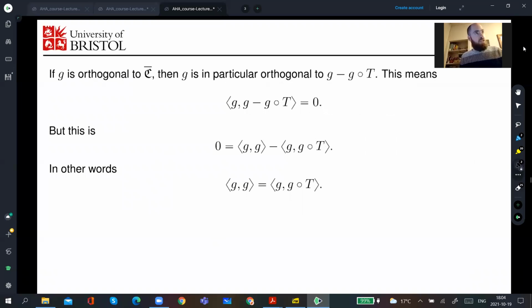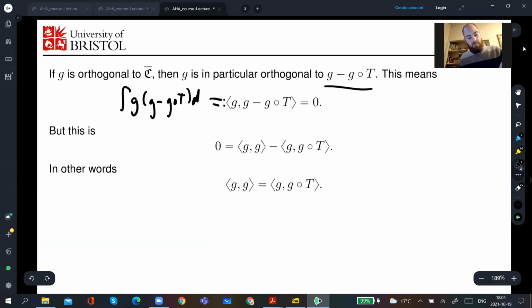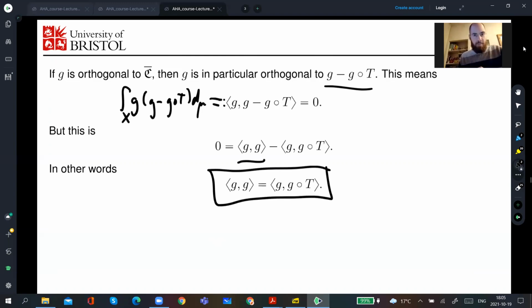Great. Assume your function is orthogonal to the closure of the cocycles. That means it's actually orthogonal to the cocycle formed by itself, which is just another way of writing this. And assume this is the inner product on L2. By definition, this is the integral of g times g minus g composed with T, d mu on X. Well, we just move things over. We use distributivity: this is g inner producted with itself, and then g inner producted with g acted on by T. And so the inner product of these two things has to be the same, since their difference was 0.